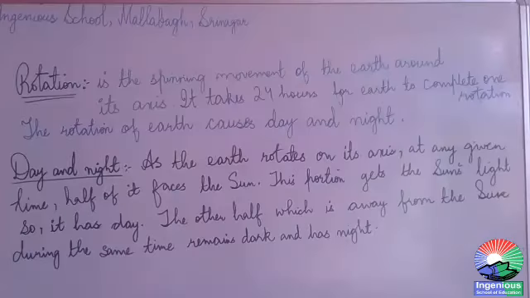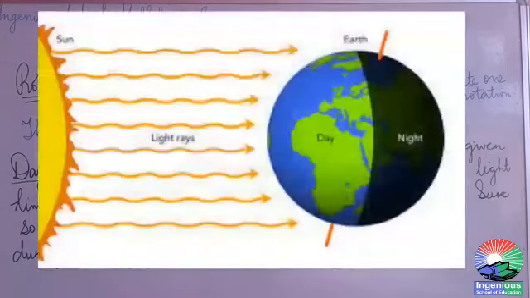Students, as the earth rotates on its axis, at any given time half of it faces the sun and half does not face the sun, isn't it? The portion of the earth that is facing the sun gets sunlight.